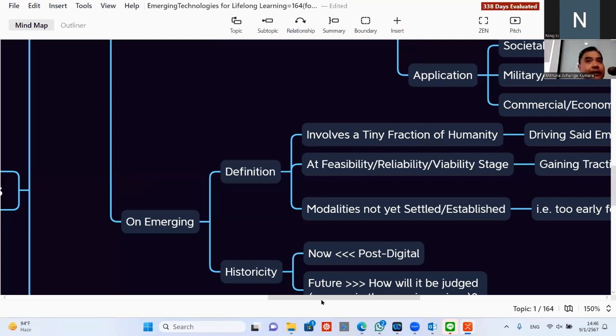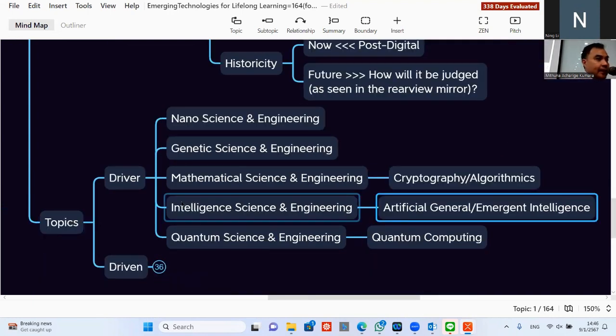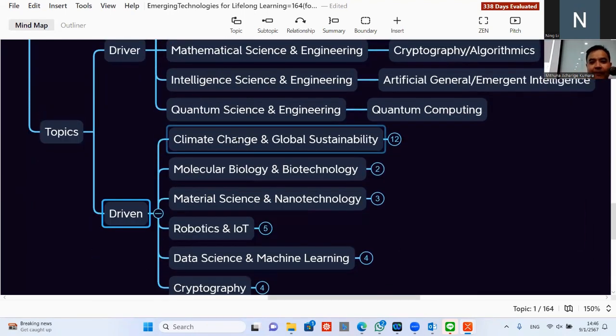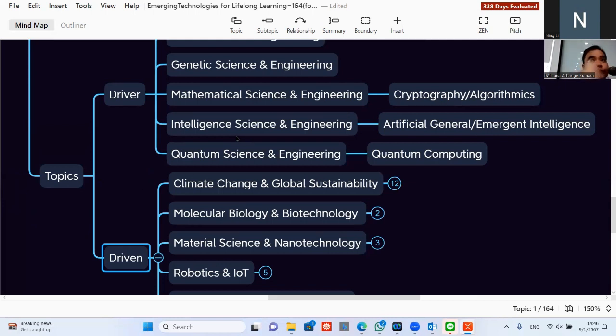Again, this class is about learning how to become a lifelong learner, picking emerging technologies as the object of your learning. Okay. Having said that, we can focus on a whole bunch of topics that may be of interest to you, and this is something you can cling on to as your term project focus. We can focus on two sides of things. I'm just giving an example. We can focus on the driver itself, or we can focus on things that are driven by emerging technologies.